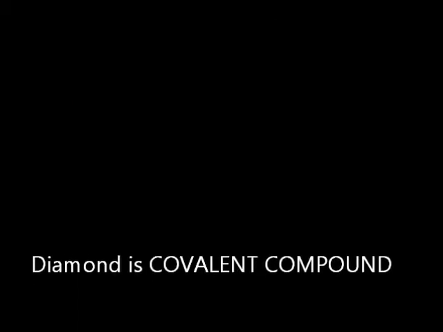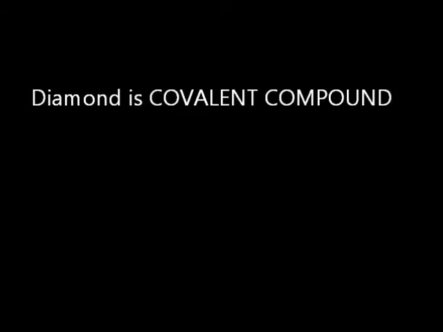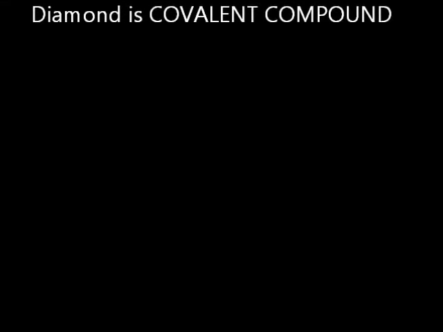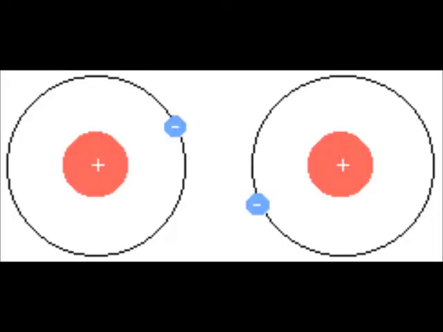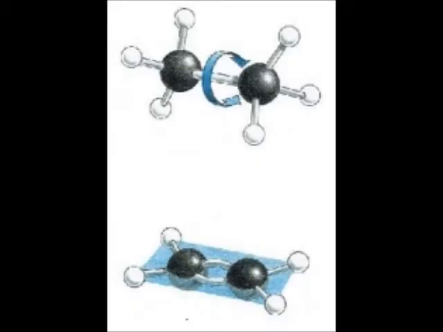Diamond is a covalent compound. Diamond is a covalent compound made by pure carbons. A covalent compound is two or more atoms bonding together, sharing electrons. In this case, the pure carbon atoms are forming a covalent bond. The covalent bonds between two atoms in a given molecule are as strong as ionic bonds.